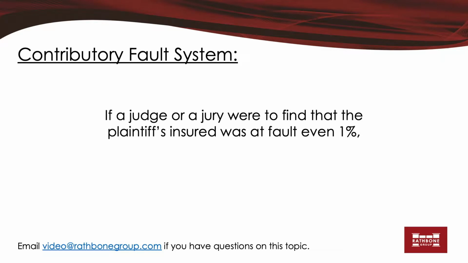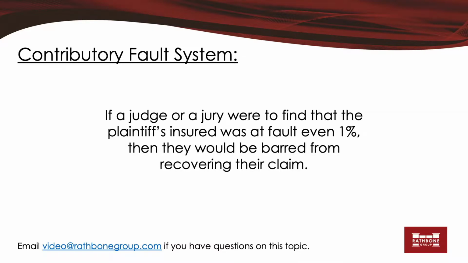So when that insurance carrier is pursuing that claim, they're going to pursue the defendant on the basis that the defendant failed to yield when they pulled out of the private drive onto the roadway. The defendant may turn around and claim, well, the plaintiff's insured was speeding, they're also at fault. In a contributory fault system, if a judge or a jury were to find that that plaintiff's insured was at fault by the fact that they were speeding, even 1%, then they would be barred from recovering their claim. The contributory fault system is very rough on plaintiffs. It makes it difficult to recover because any percentage of negligence that caused their own harm is going to bar them from recovery.